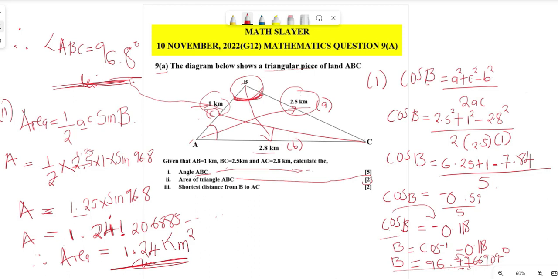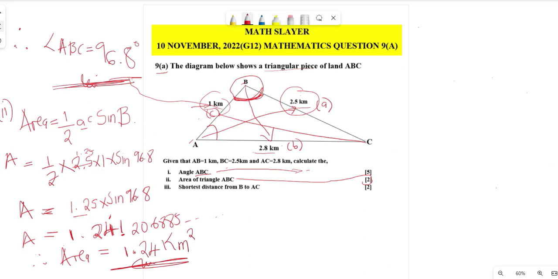Okay, and then let's go to the last question, which says calculate the shortest distance from B to AC. Let me just erase somewhere so that we can calculate the shortest distance. To calculate the shortest distance, which is question 3, we are going to use the formula: shortest distance, which is normally the value of h, is equal to 2a over b.